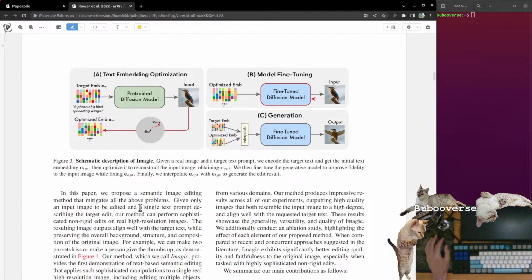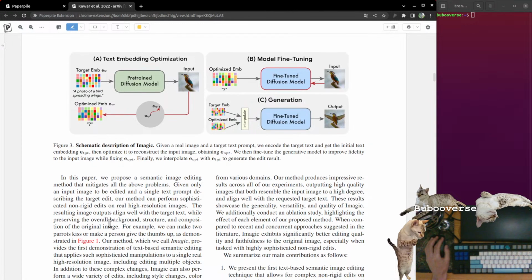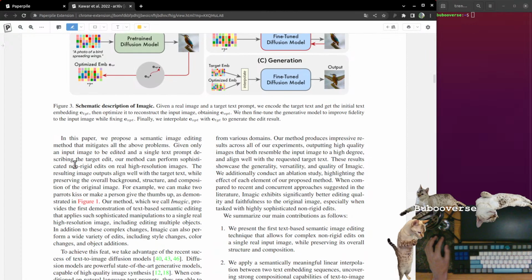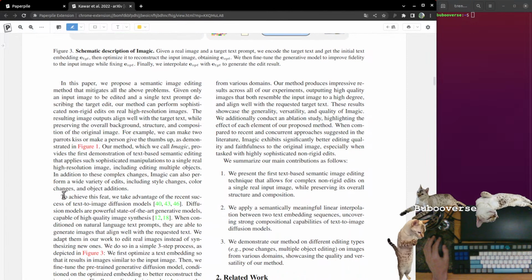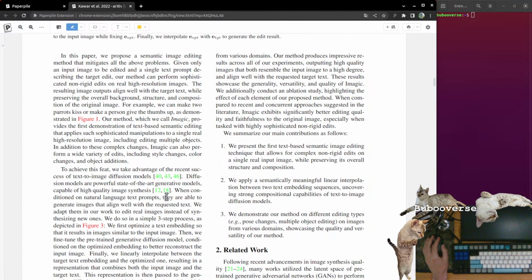Given only an image to be edited and a single text prompt, our method can perform sophisticated non-rigid edits. Okay, they're just kind of saying the same thing again. Take advantage of recent text diffusion models. Right, diffusion models are high image generation models and conditioned on natural language text prompts. That's really the key technology here.